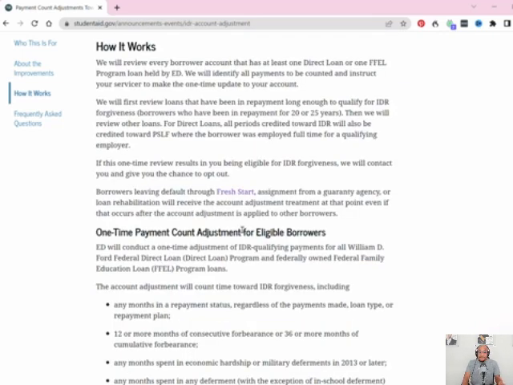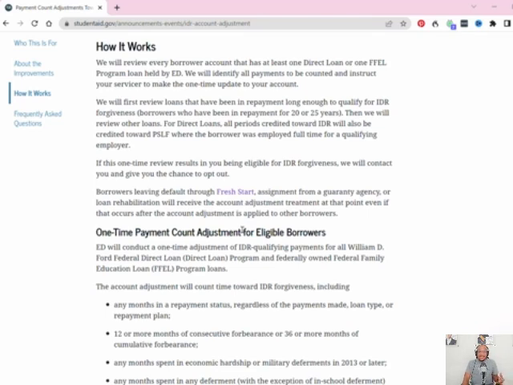So let's talk about the timeline of when they'll make these adjustments before we get to what the actual adjustments will be. If you have student loans that have been in repayment for at least 20 or 25 years, your loans will be reviewed first to see what credits are applicable.